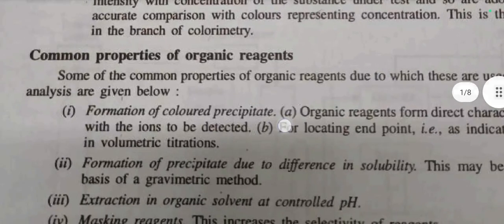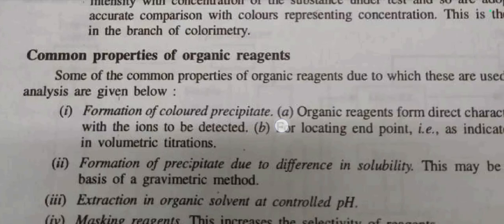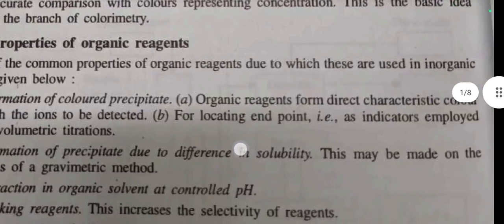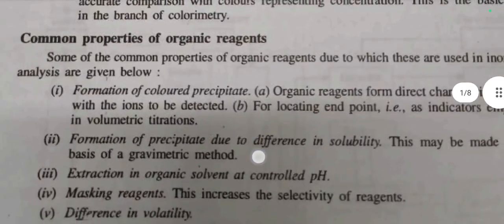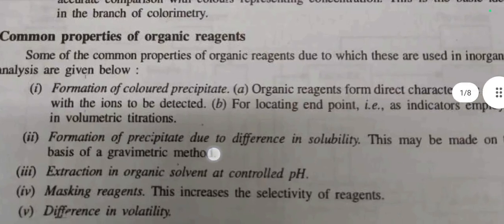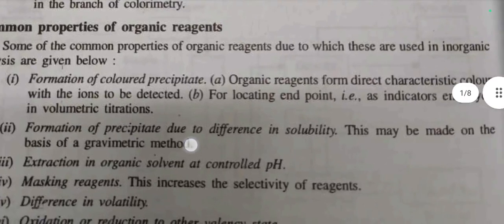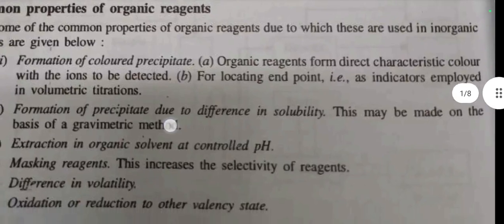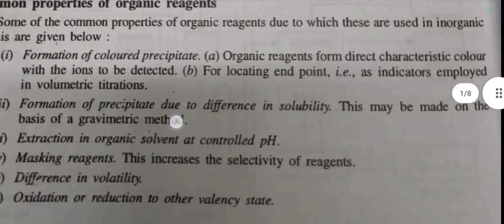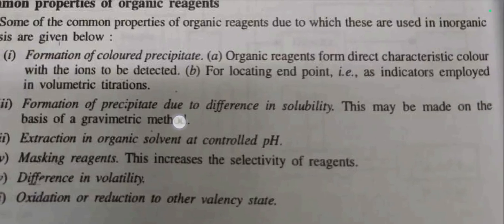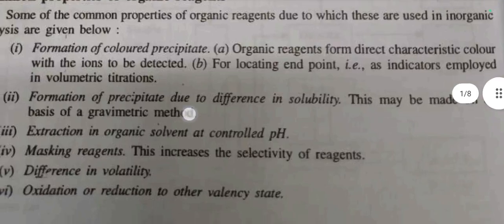Common properties of organic reagents. Some of the common properties of organic reagents due to which these are used in inorganic analysis are given below. First, formation of colored precipitate. A. Organic reagents form direct characteristic color with the ions to be detected. B. For locating endpoint, that is, as indicators employed in volumetric titration.